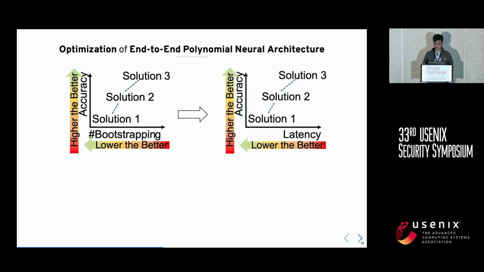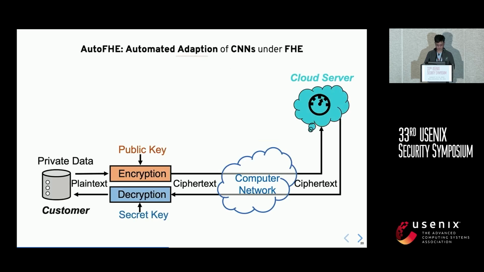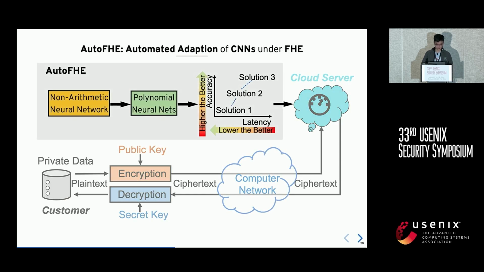Because it can generate different solutions over the trade-off between latency and accuracy, so it can satisfy different requirements in the real world. Sometimes customers want a faster response, so we can give them solution 1. Sometimes customers say, I can wait for an accurate result, so we can give them solution 3. AutoFHE is conducted on the cloud server side, and given any kind of neural network, it automatically generates different polynomial solutions. These solutions are distributed over the trade-off between accuracy and latency. Customers just need to provide their encrypted data and their request.